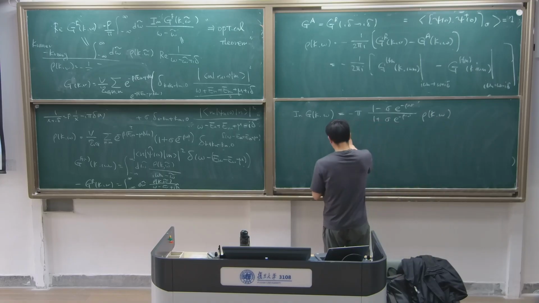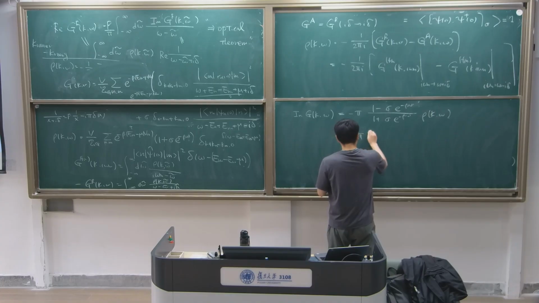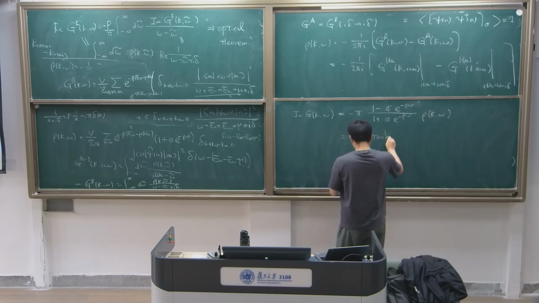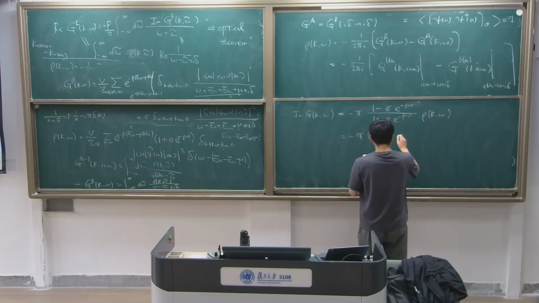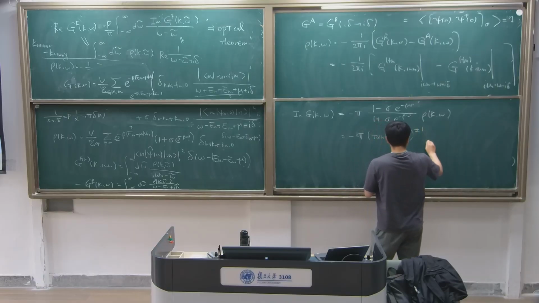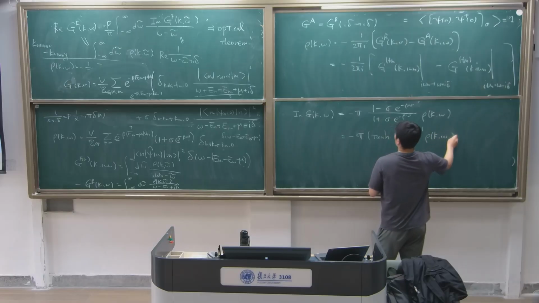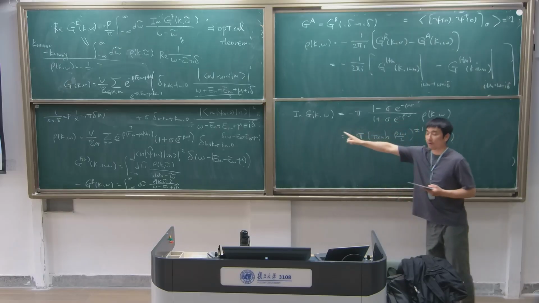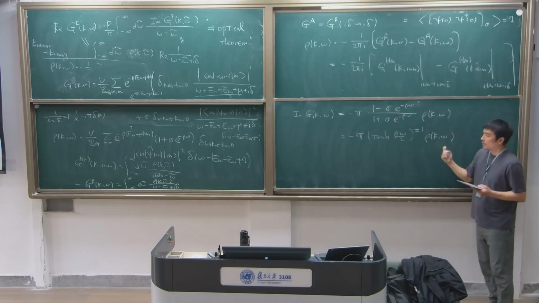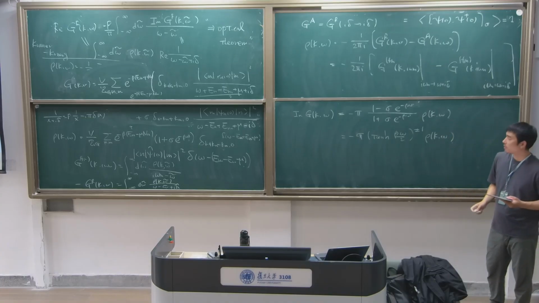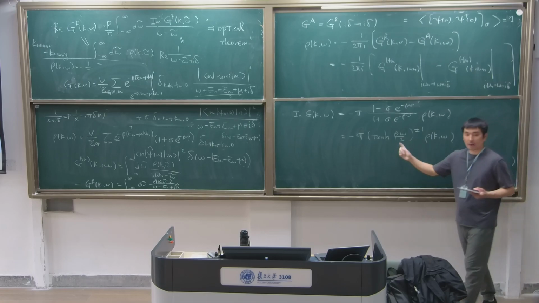And this is equal to minus pi tangent of beta omega over 2. Okay, the spectral imaginary part of the Green function can be written by a spectral function up to this hyperbolic tangent.